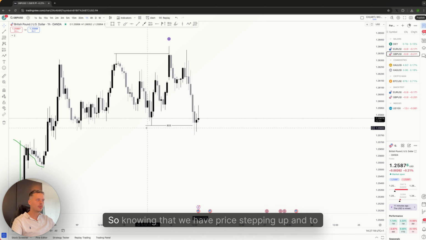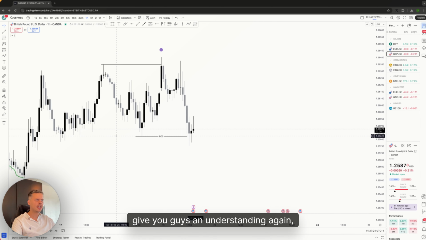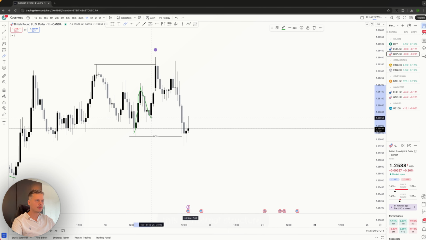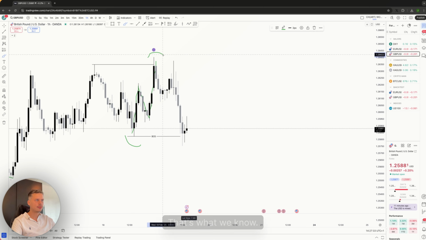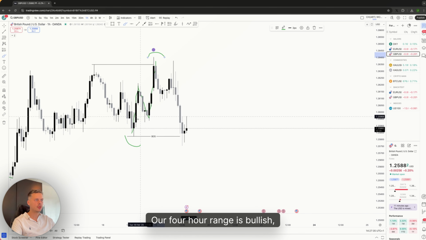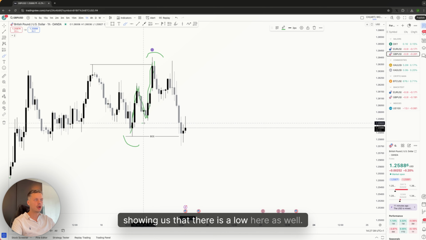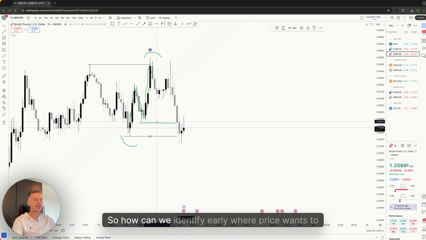All right, so knowing that we have price stepping up, and to give you an understanding, again, what is internal structure? Well, this is internal structure, right? This is our main range. That's what we know. Our 4-hour range is bullish, but internal structure is showing us that there is a low here as well. So how can we identify early where price wants to go?